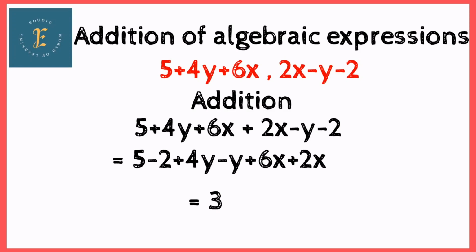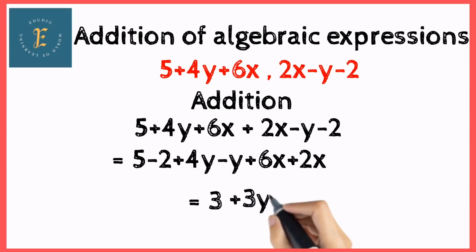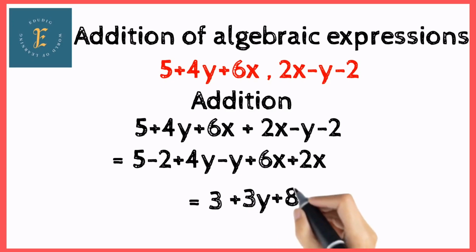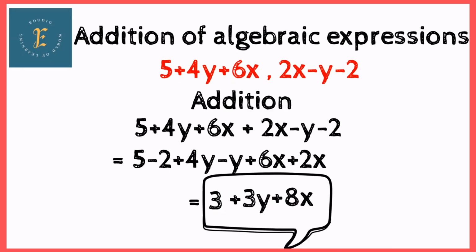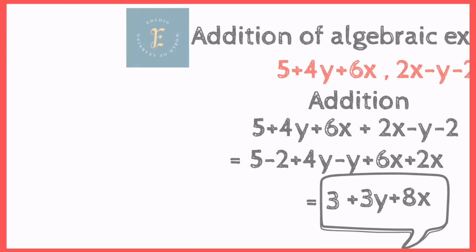But here 4y minus y, how will we calculate? If you see here, the coefficient of 4y is 4 and the coefficient of y is minus 1. So we will do 4 minus 1 is 3. So plus 3y we will get. And here 6x plus 2x is equal to 8x. So for adding and subtracting, we have to follow the integer rule, and we have to add and subtract based on the coefficient only. We need to check the value of the coefficient for that term.